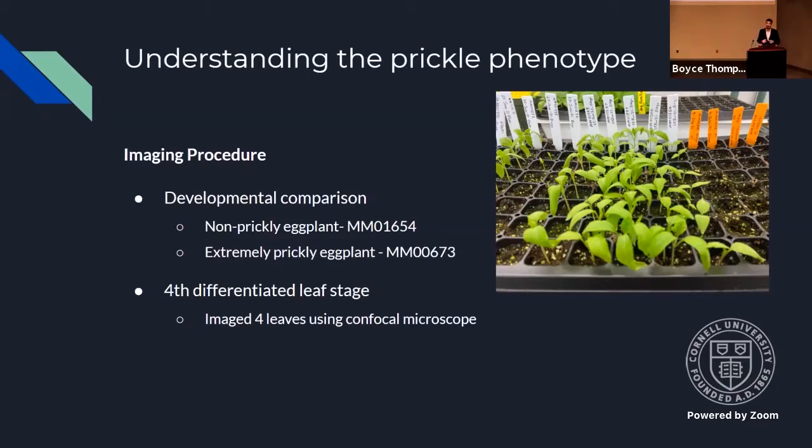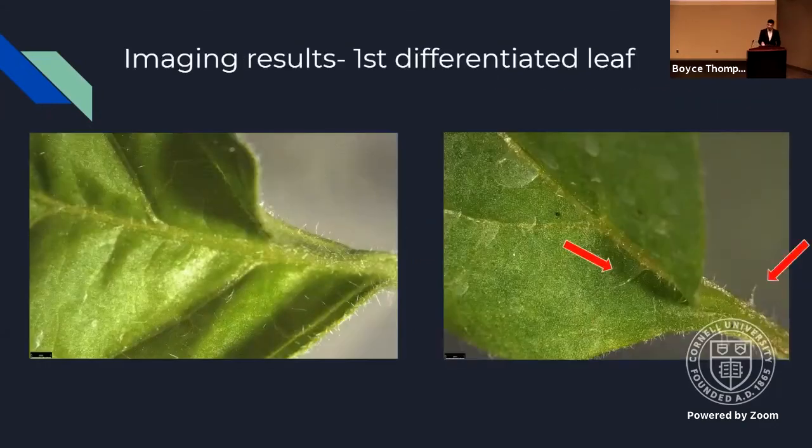So this is after the cotyledons, 4 leaves coming out. We took it out, and then I put it under the microscope and tried to take some images. And so we're comparing here the first differentiated leaf. So this is the first leaf the eggplant puts out after germination, after the cotyledons.